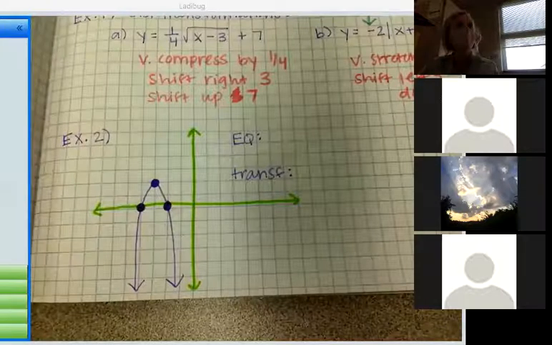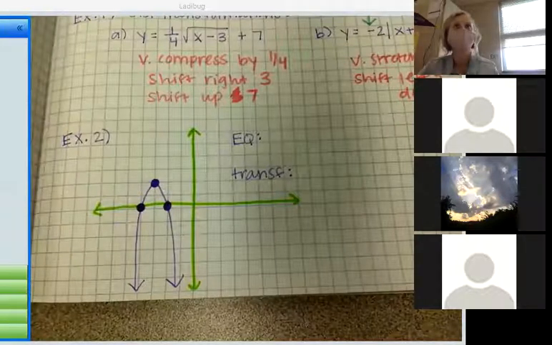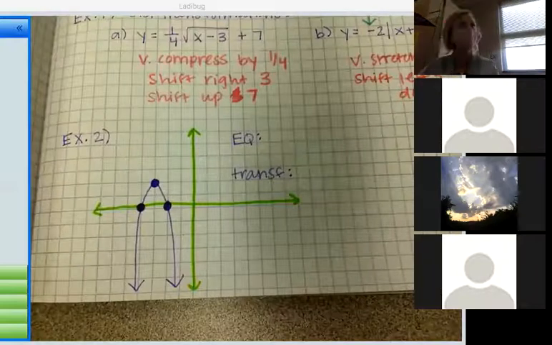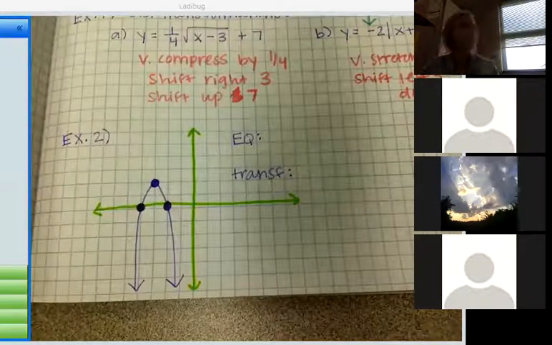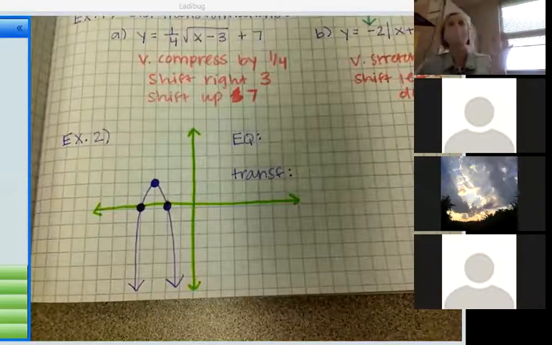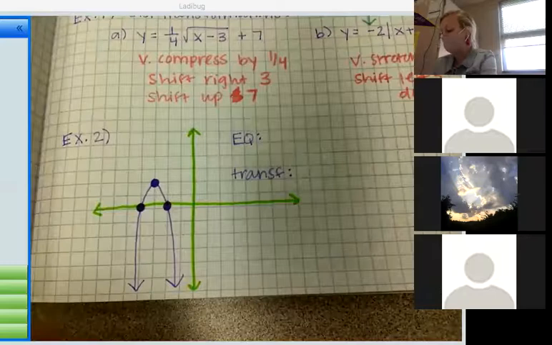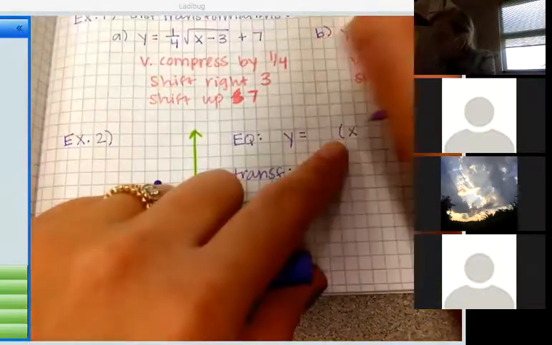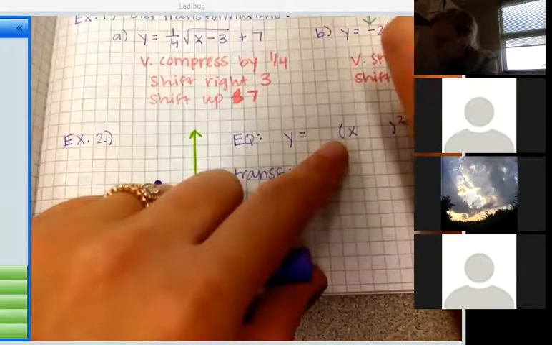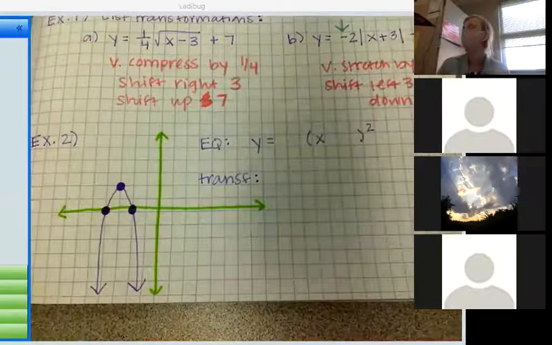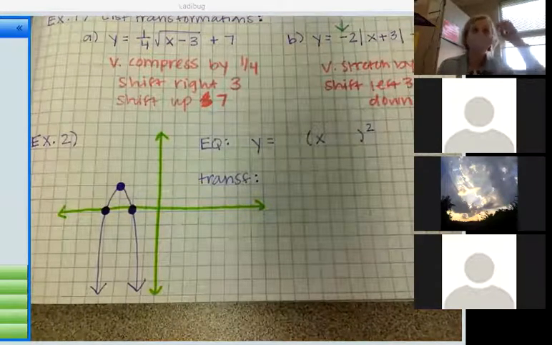All right, are we ready to try this one? Yes? Okay, what kind of graph is this? What's the parent function? A quadratic. So we know that it should be something x squared, right? Okay, so I'm going to go ahead and put y equals, leave myself some room, and x, leave some more room, and a squared, because I know that it is quadratic. Are we okay with that?